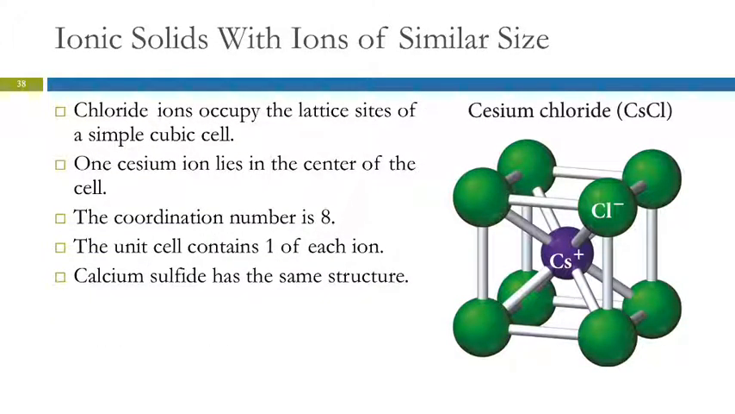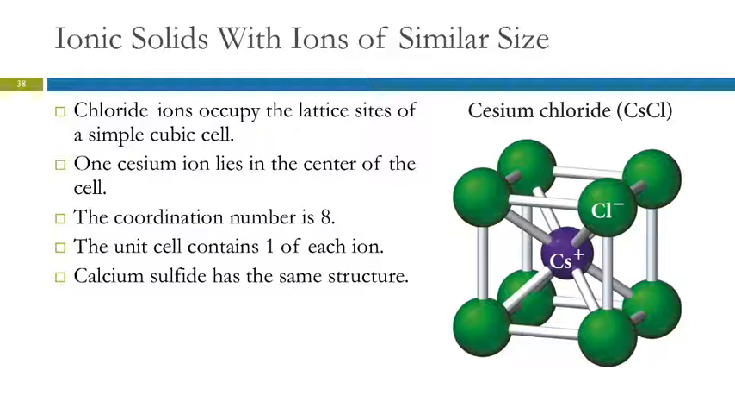So if your ions are similar in size, an example of this is cesium chloride. We have the chloride ions occupying the lattice sites of a simple cubic cell. So if we ignore the purple, the green ones are doing that simple cubic cell, where they're just stacked in nice rows and in all directions. This purple one is fitting into a hole between the rest of these. This is not a body-centered cubic. This is a simple cubic. The cation fits into the holes.